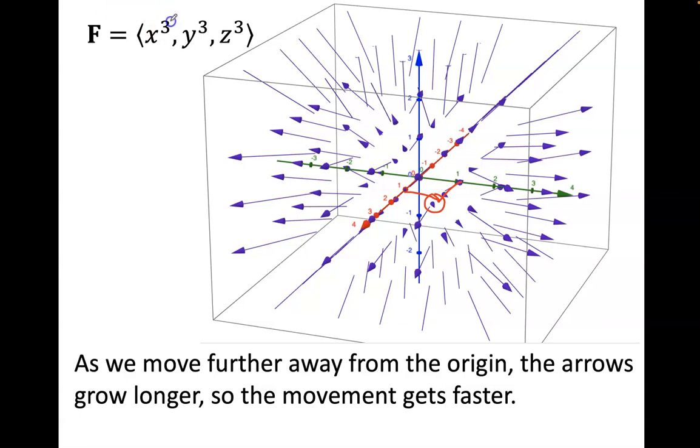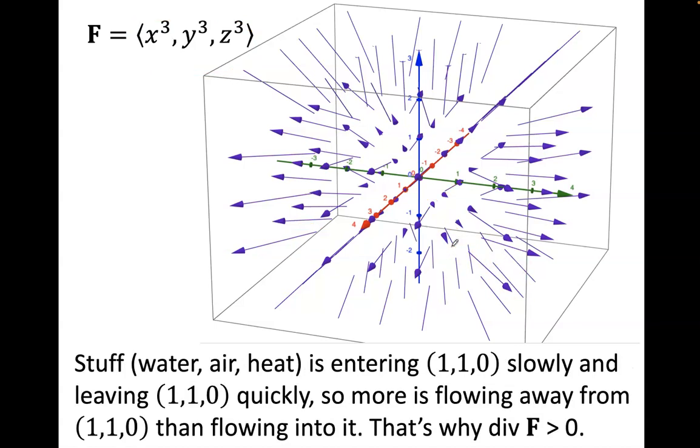Now notice, since it's x cubed, y cubed, z cubed, as we move further from the origin, the arrows grow longer, so the movement gets faster. I mean, x cubed, y cubed, z cubed grows pretty quickly as x and y and z increase. So the further we are from the origin, the bigger the arrows. These arrows, for example, further from the origin are pretty big. This arrow at 1, 1, 1 isn't very big at all. But as we move further from the origin, the arrows get much bigger.